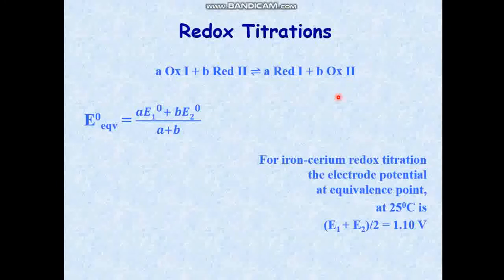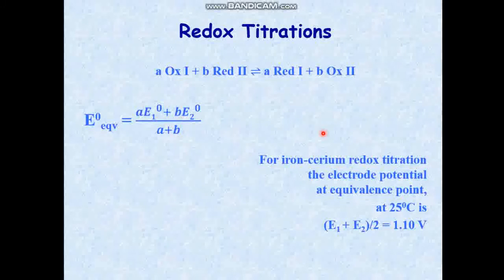Okay, so if there is some stoichiometry, then the electrode potential at the equivalence point would be calculated by using this equation. Actually, if you apply this equation in the previous system, what had been their stoichiometries? A was 1, B was also 1. So 1 into E10 plus 1 into E20 divided by 1 plus 1. That means the equation is (E10 plus E20) by 2.